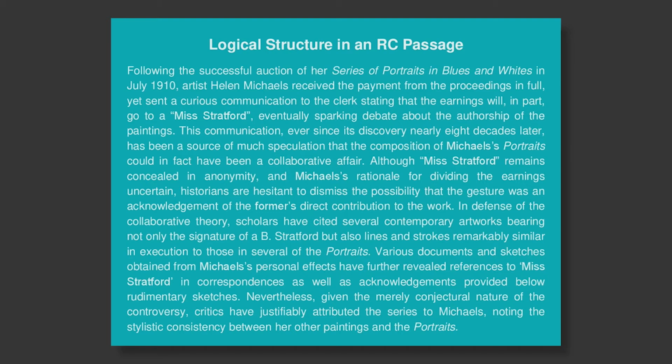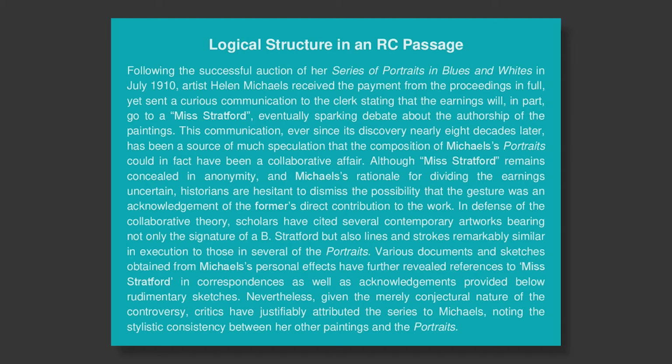So at this point, thanks to this communication, people are wondering whether Michael's painted those paintings all by herself or somebody else was involved. Who is this somebody else likely to be? That's right, Miss Stratford. After all, Michael's asked for the money to be sent to Stratford, right? So it's a pretty interesting story so far, right? We have Michael's giving up some of her money to a Miss Stratford, and because of this communication, people are starting to wonder whether Michael's painted those paintings by herself or not.